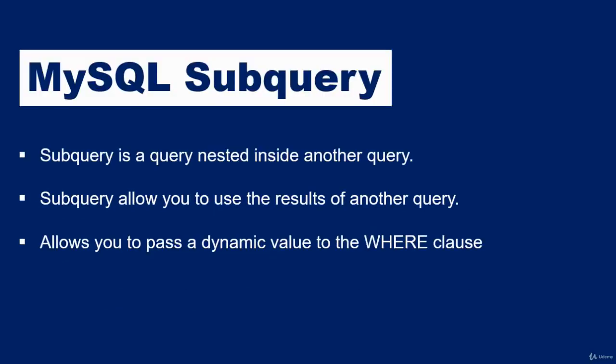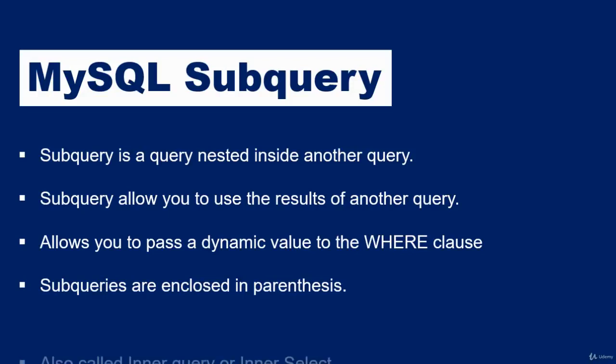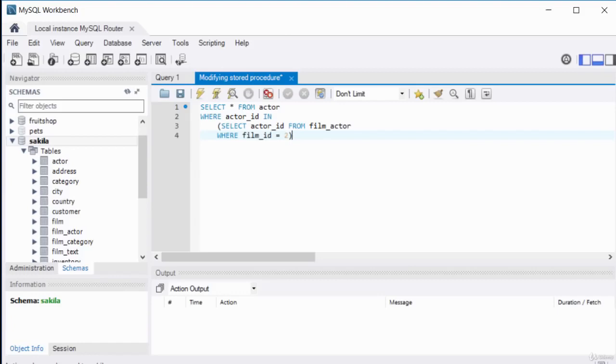Subqueries are normally enclosed in parentheses, and they can also sometimes be referred to as an inner query or inner select. So I've added a script here to illustrate how subquery works. So basically in this example here, the subquery is enclosed in parentheses. Okay, so what I'm doing here, I'm trying to retrieve the details of all the actors that appeared in the film with a film ID of 2.